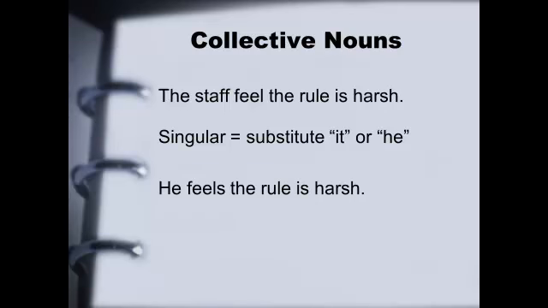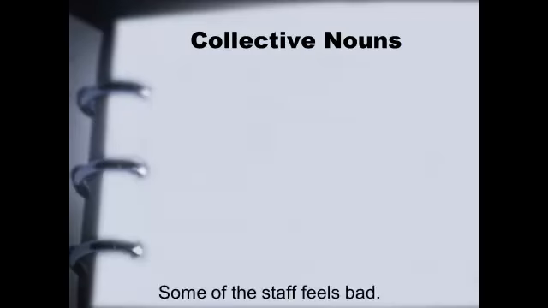So put it or he in there instead just to fix the sentence for you. So read it this way. He feels the rule is harsh. That tells you the word feels needs to be there. So then go back and put the staff back in the sentence. The staff feels the rule is harsh. So that's using a corrective if you're using a singular collective pronoun.